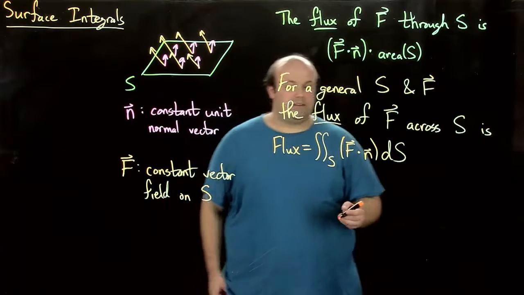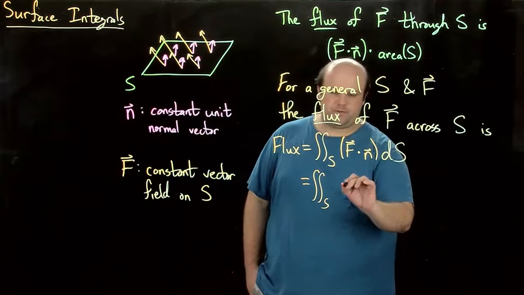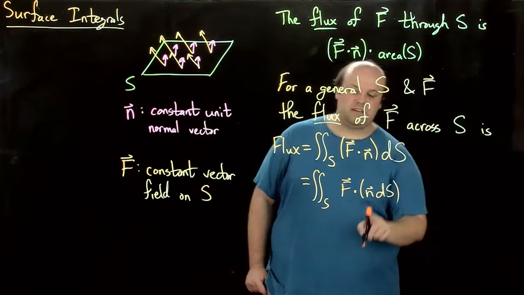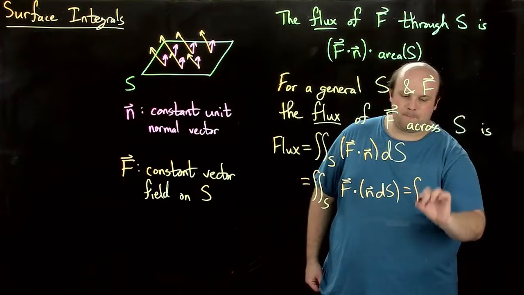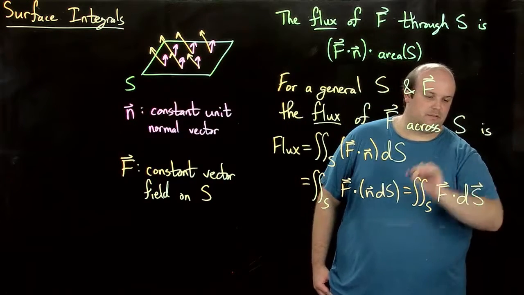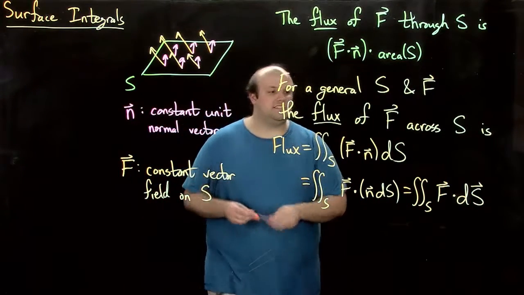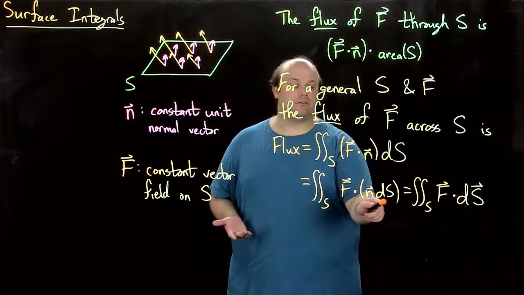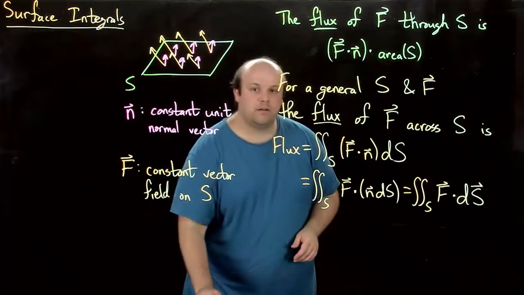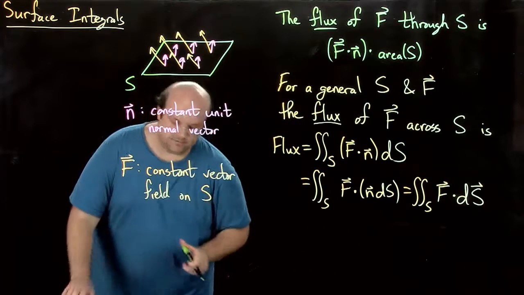And then what we do is write this in another way. We're going to write this as F dot, we're going to put the n in with the dS, and rename that as F dot dS, where the S now is a vector. So the vector dS is the unit normal vector times dS. So what's the point of that? Well, this gives us a way to actually compute this now.